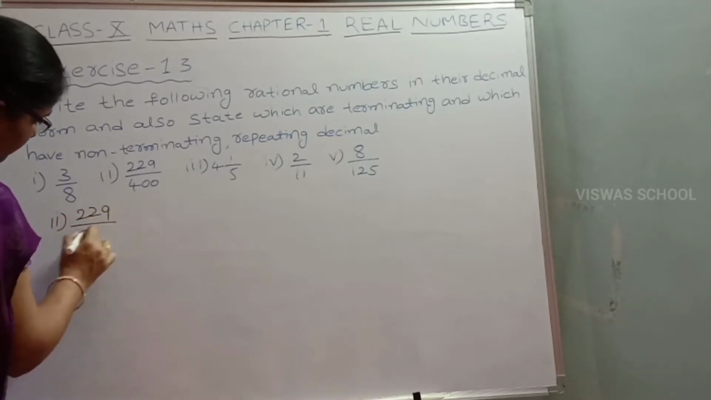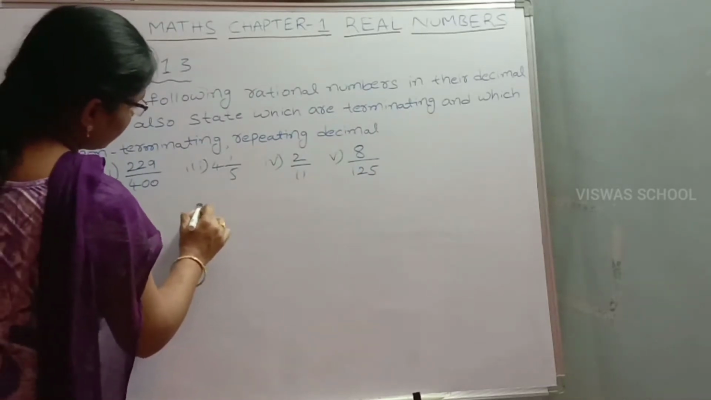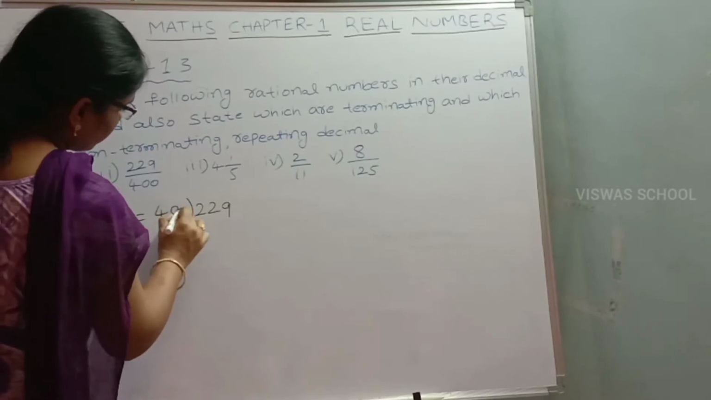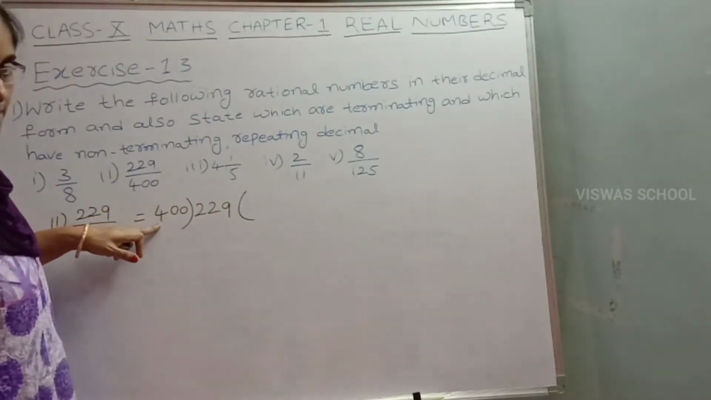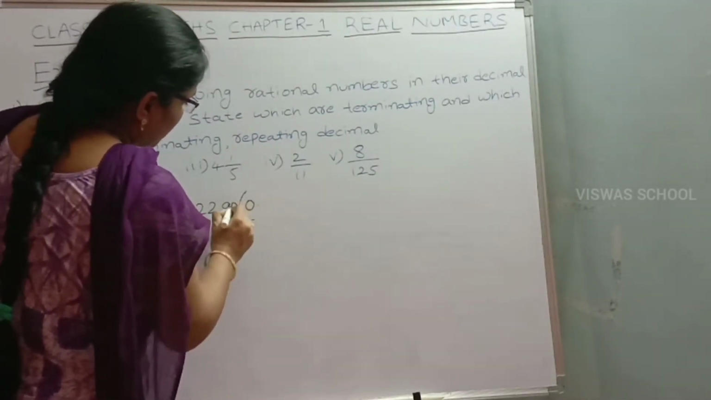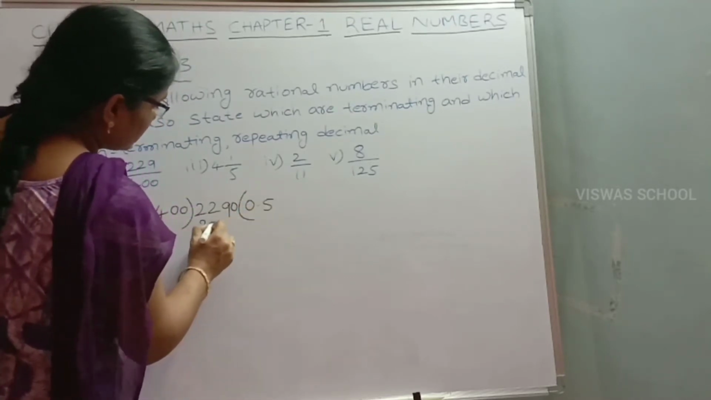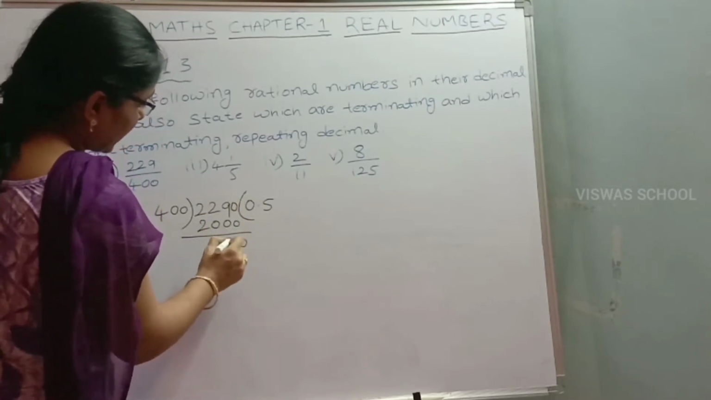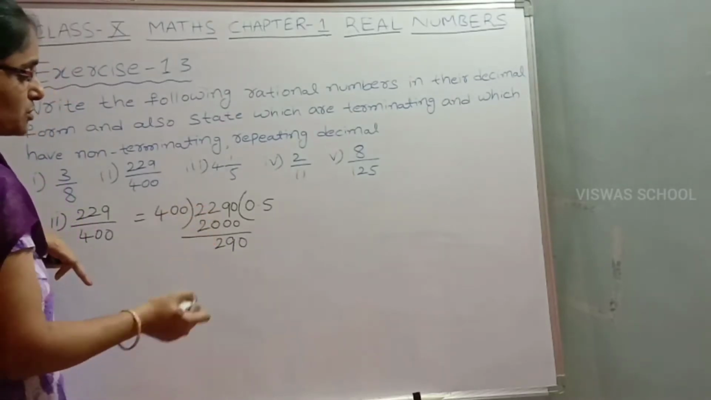Next, second one is 229 by 400. That is, we have to divide 229 by 400. Now, 229 is less than 400. That's why I am taking here 0 point, here 0. 400 5s are 2000. Now subtract these two: 0, 9 minus 0 is 9, 2 minus 0 is 2, 2 minus 2 is 0.